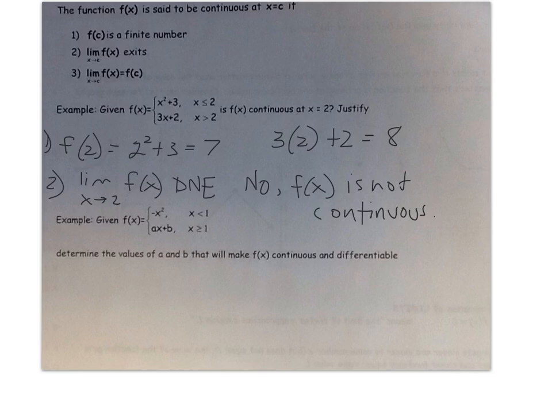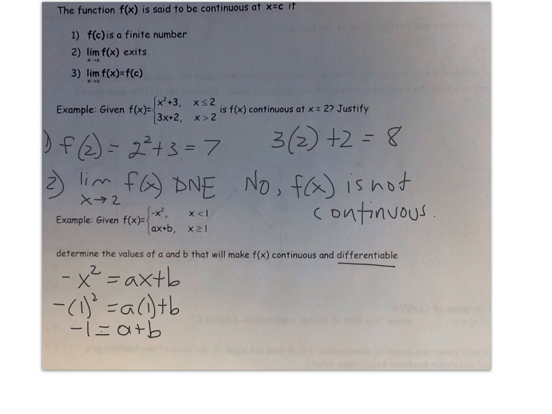The next example says, given f of x equals negative x squared when x is less than 1, and ax plus b when x is greater than or equal to 1, determine the values of a and b that will make f of x continuous and differentiable. Okay, so if I want it to be continuous, I need it to be going toward the same value when I sub in 1s for the x's. So I would want my negative x squared to equal ax plus b, which means negative 1 squared would have to equal a times 1 plus b. So negative 1 would have to equal a plus b.